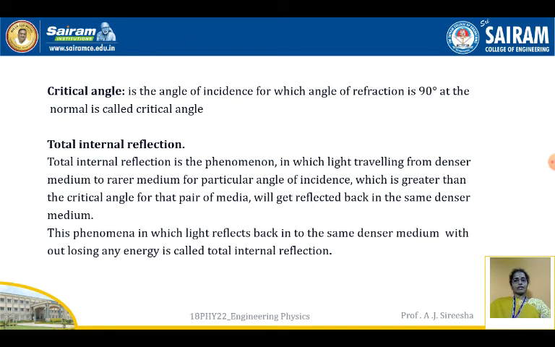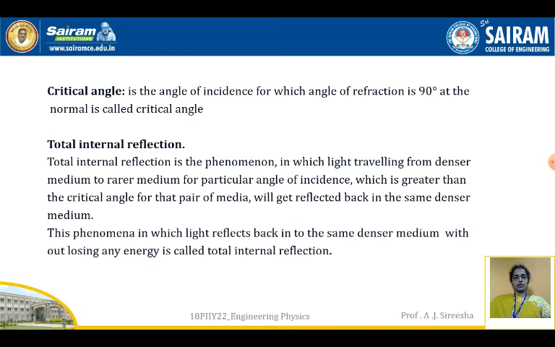Now, before I deal with the total internal reflection, you should know what a critical angle is. The critical angle is the angle of incidence for which the angle of refraction is 90 degrees at the normal. So the angle of incidence at which the refraction angle goes to 90 degrees is called the critical angle.